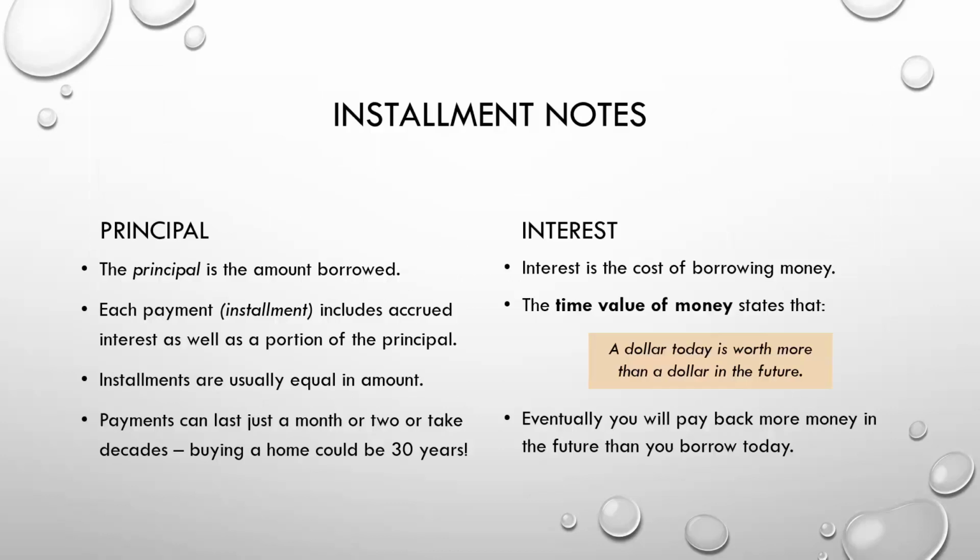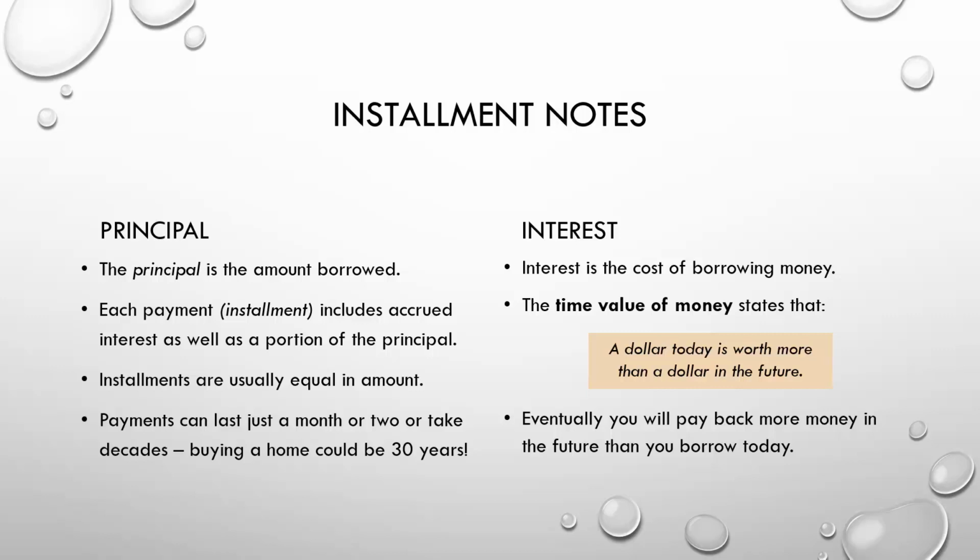What is an installment note? An installment note is a note payable, an obligation, that is repaid over a series of payments, or installments. Payments are typically equal in amount and include the accrued interest plus a portion of the principal, the amount borrowed. When the last payment is made, the note has a zero balance and is considered paid.